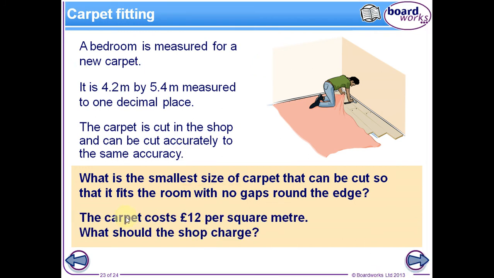Okay, this one says that the carpet costs 12 per square meter. So for the answer you have here, per square meter means that you have to multiply, because the bedroom is a rectangle, and the dimensions, you just multiply the lower bounds here.